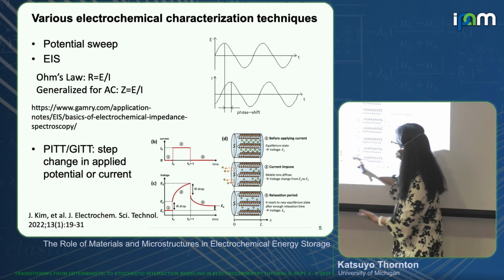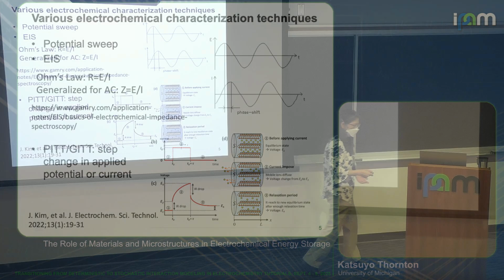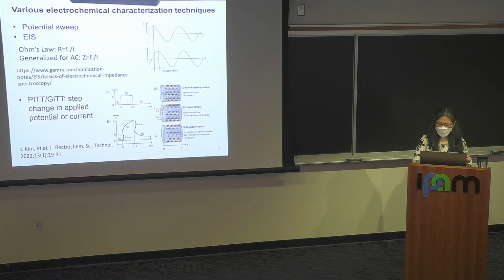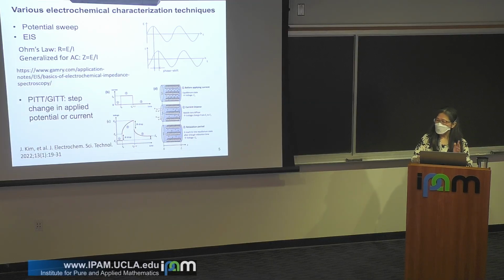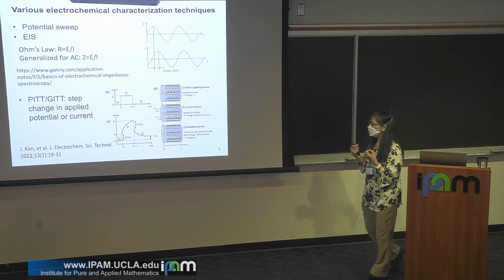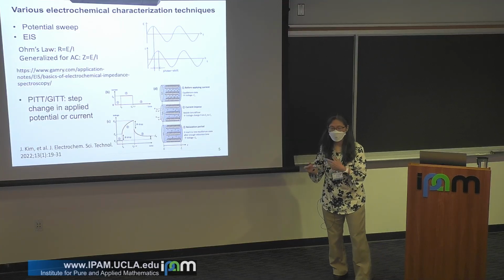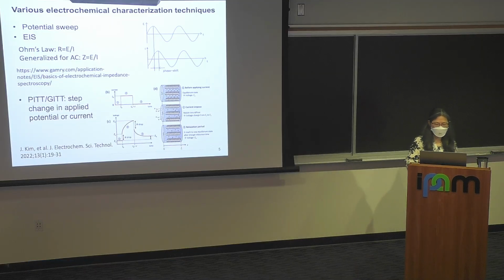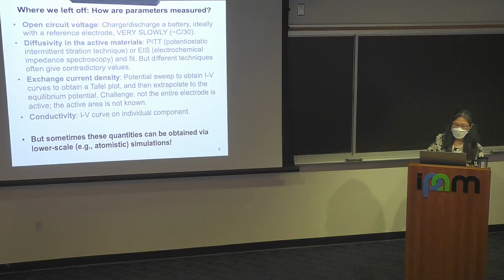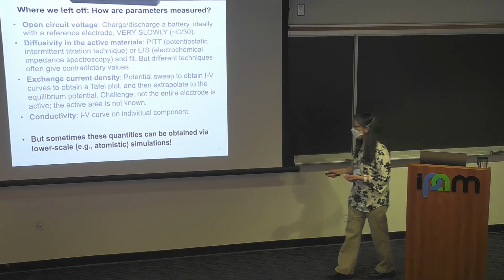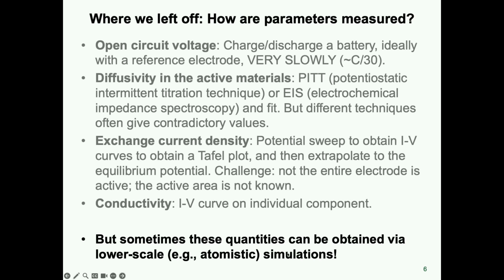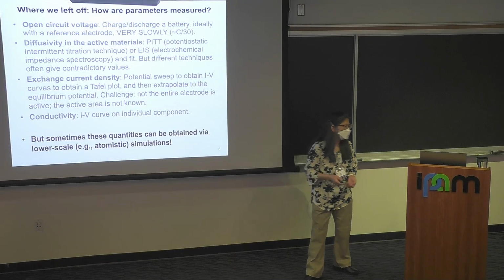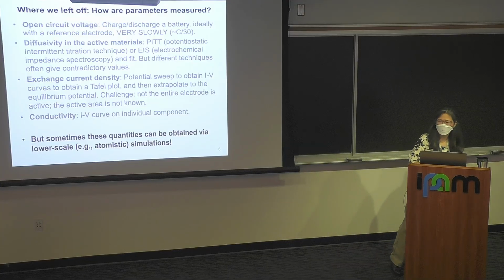And then because the system changes, you get a different value at the end. All those dynamic techniques allow us to extract the kinetics of the system, not just the static state or static properties. But sometimes we can also get these quantities from the lower scale, like atomistic or density functional theory calculations. So I wanted to give you a couple of examples of these.